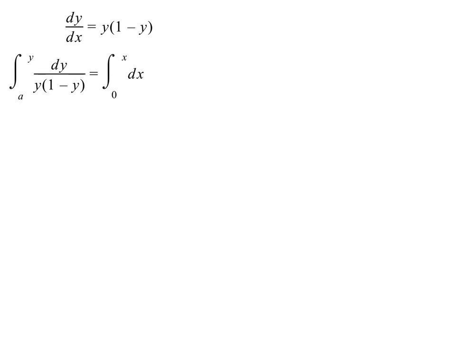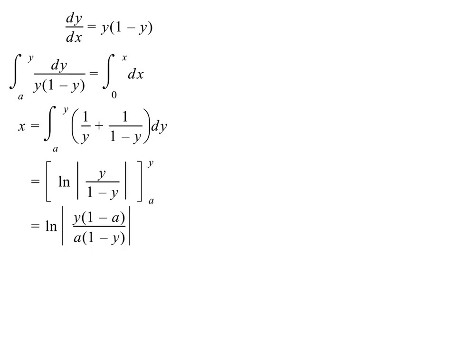Separate out the variables to 1 over y(1 minus y). We could use partial fractions to do this. And on the right hand side, well, integral of dx is just x. We've got now a couple of log functions. I would have the log of y minus the log of 1 minus y. I've combined that all into one thing there using my log laws. So log of y on 1 minus y.